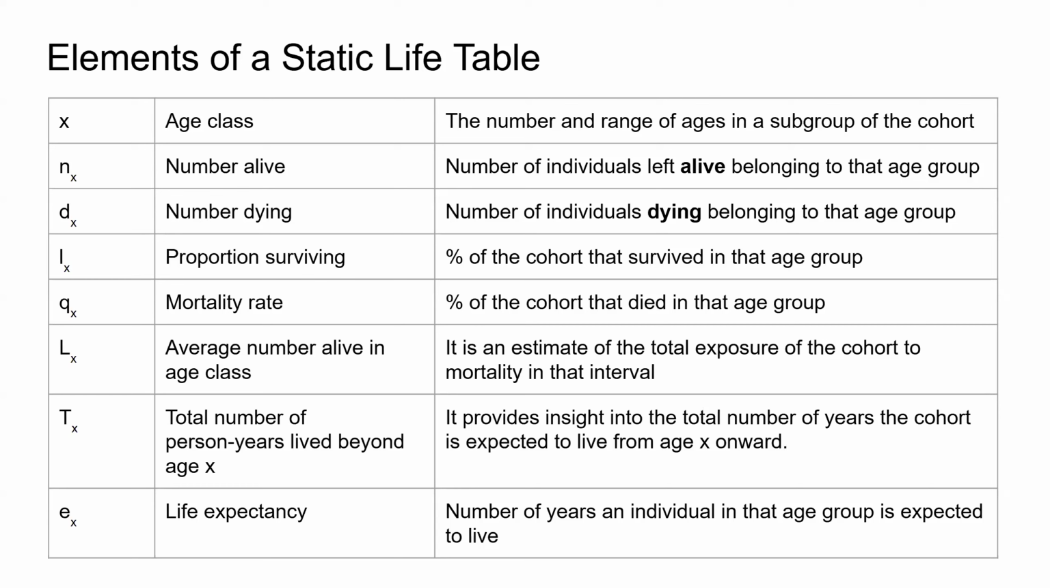Ang susunod na value is n sub x. This is the number of individuals that are left alive belonging to that age group. Meaning, over time, pag umabot na sa edad na yon, ito na lang yung buhay. Kung nagsimula tayo sa 1,000, by age 6, ito na lang yung buhay.